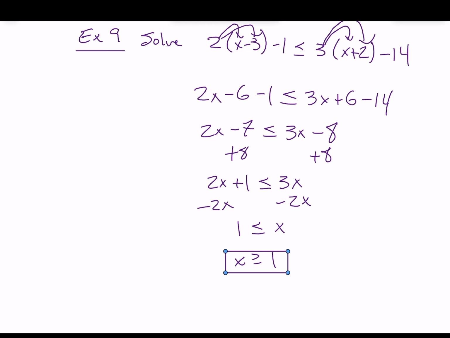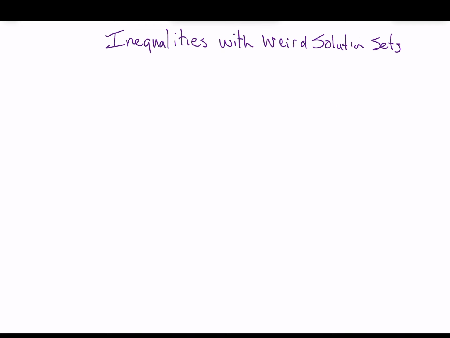Let's consider one last topic, and that's inequalities that have weird solution sets. So we want to consider the inequality x greater than x plus 1. Does that strike you as odd to begin with, to say that x is greater than x and then you add something? Something's not quite right here, but what is it?